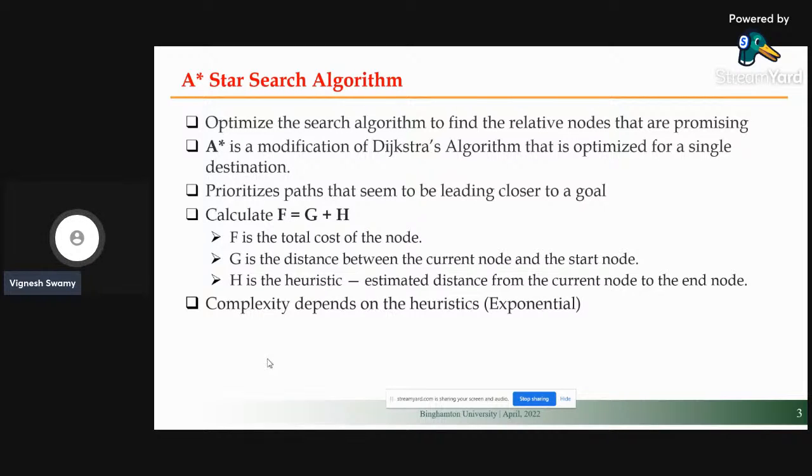Even though Dijkstra's algorithm is very famous for finding the shortest path, it lags in one particular area: it spends a lot of time exploring directions which are not necessary or not promising. So this is a drawback of Dijkstra's algorithm, even though it is going to find the shortest path, the very optimal solution.